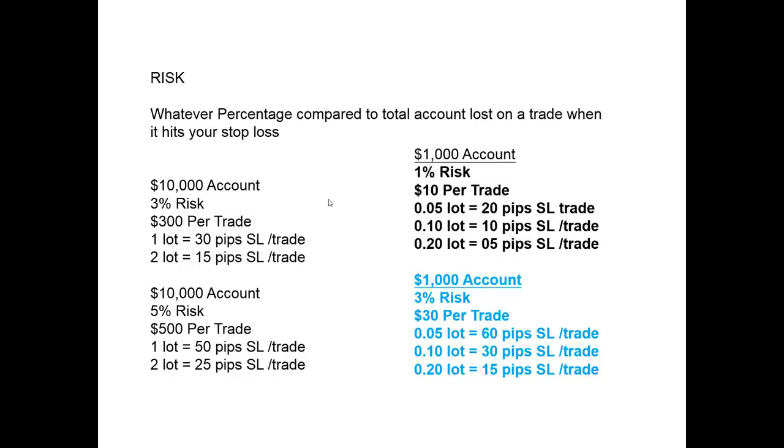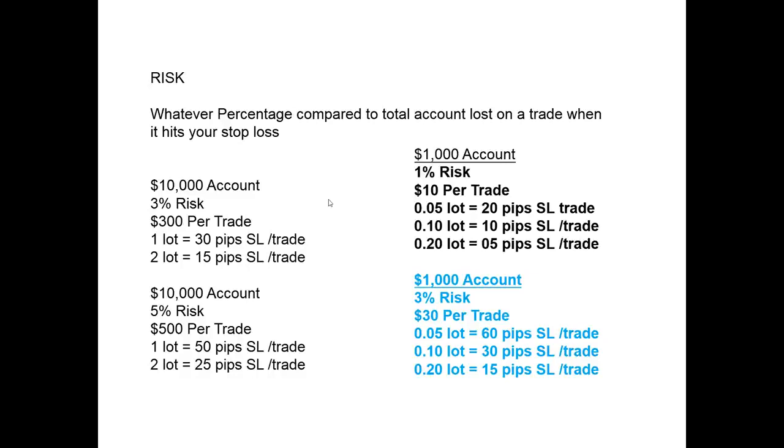These are just guidelines, guys. You can do your own risk management and all that. Just quick guidelines. Real quick, I'm going to run them down. I don't like numbers either, but let's run them down. A $10,000 account, if you take 5% risk per trade, that's $500 per trade. If you do a one lot order, you're only going to be able to have a 50 pip stop loss. If you do a two lot order, 5% risk on a $10,000 account, you're only going to be able to have a 25 pip stop loss.